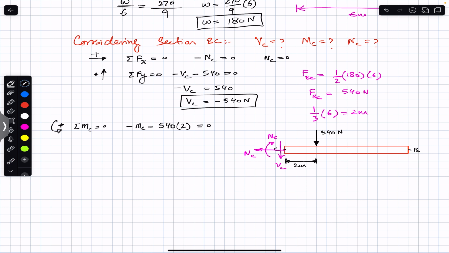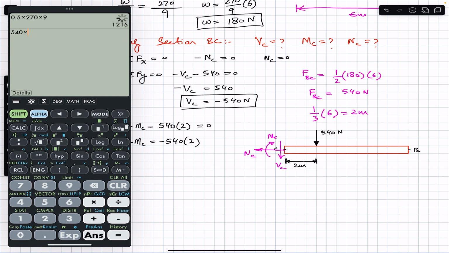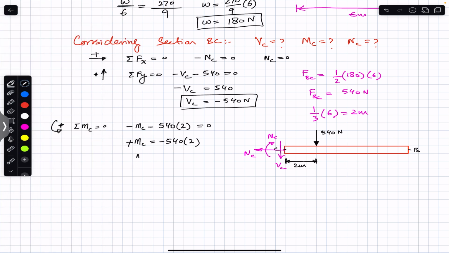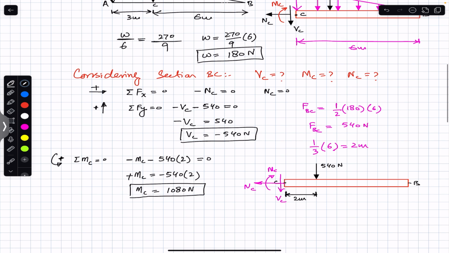So we can say that minus MC is equal to 540 into 2, or we can say that MC is equal to minus 540 into 2. So 540 into 2 is 1080. So MC is equal to 1080 Newton meter. So here we have determined all the internal loadings at point C. So VC is equal to 540 Newton, and VC is acting in the upward direction, and the bending moment at the cross section C is 1080 Newton meter.